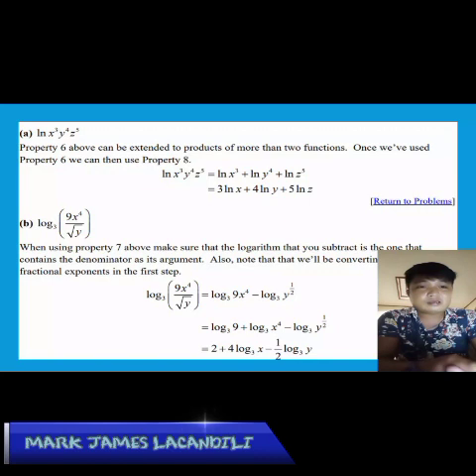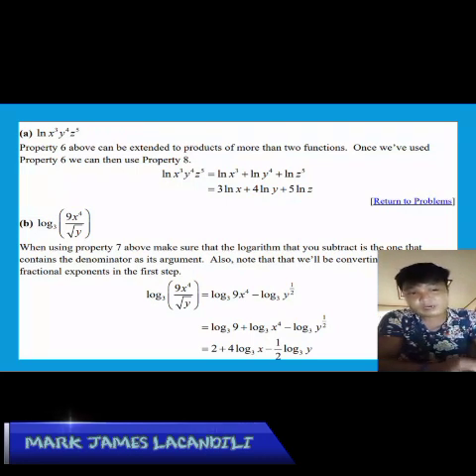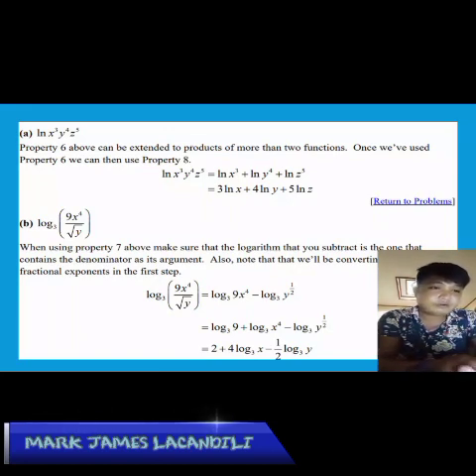So ln of x exponent of 3 times y exponent of 4 z exponent of 5 is equal to ln x exponent of 3 plus ln y exponent of 4 plus ln z exponent of 5, and it is equal to 3 ln x plus 4 ln y plus 5 ln z. And the next is log base 3 of 9x exponent of 4 over the square root of y.